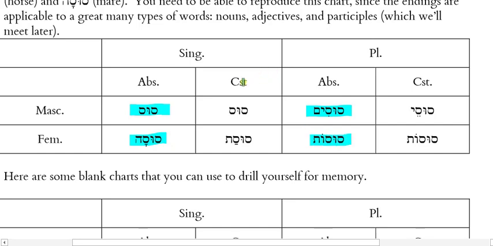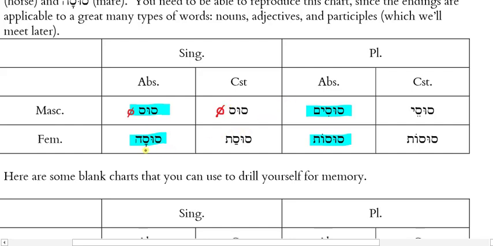Okay? Now, what if I want to form the construct state, or the construct form, of the masculine singular noun, sus, horse? What's the change of ending? The change of ending is nothing. Because does sus have an ending to change? No. The ending is 0 in the absolute, so the construct doesn't have a changed ending. Okay? So the ending is still 0. So there's no change here.